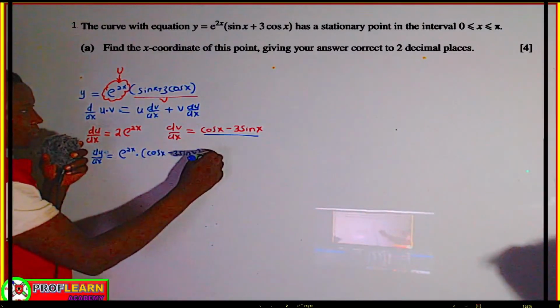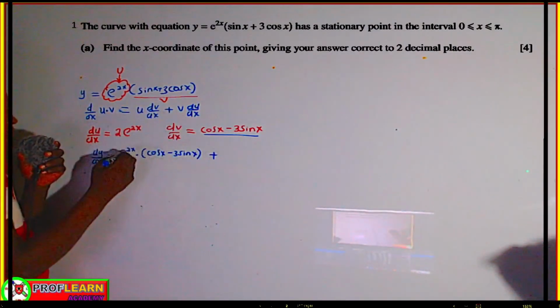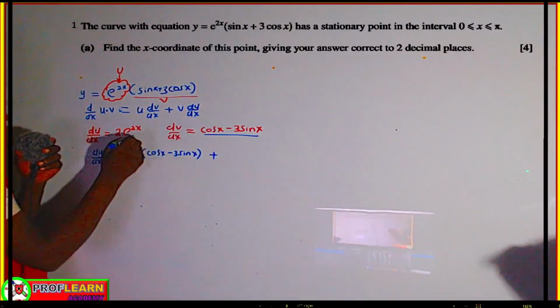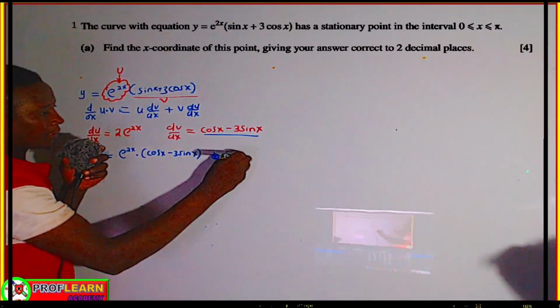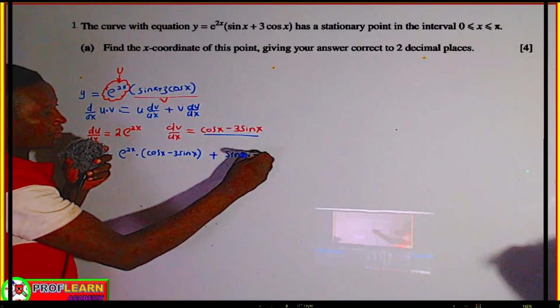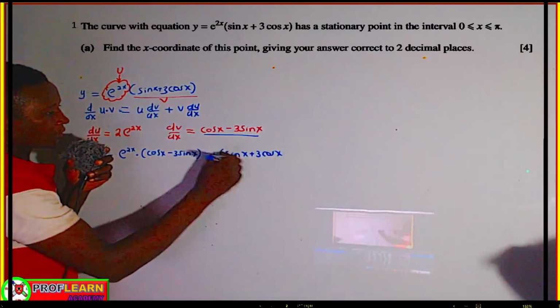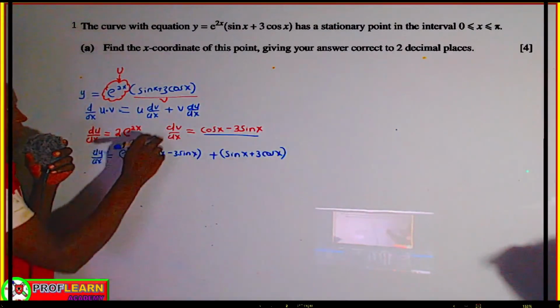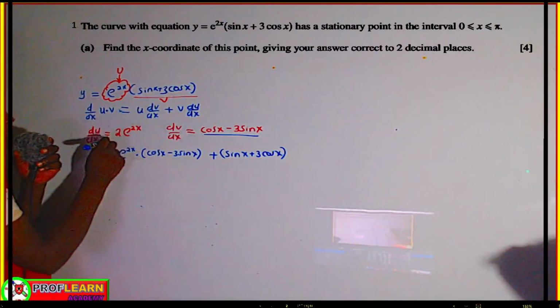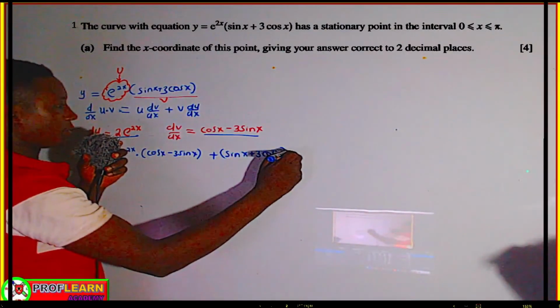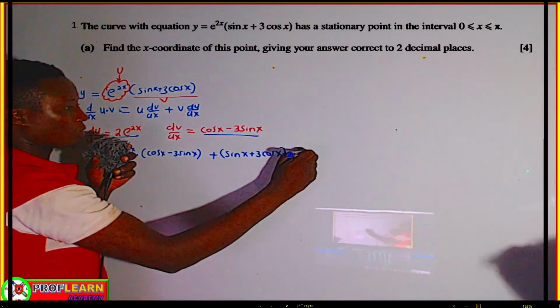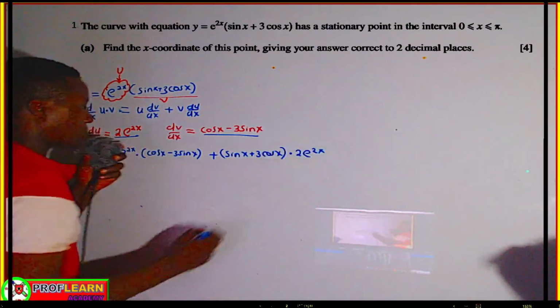Then we are going to add, according to the product rule, v. We had said our v is this function, so it's going to be sin x plus 3 cos x, times du dx, and our du dx is this part, so this is going to be times 2 e to 2x.